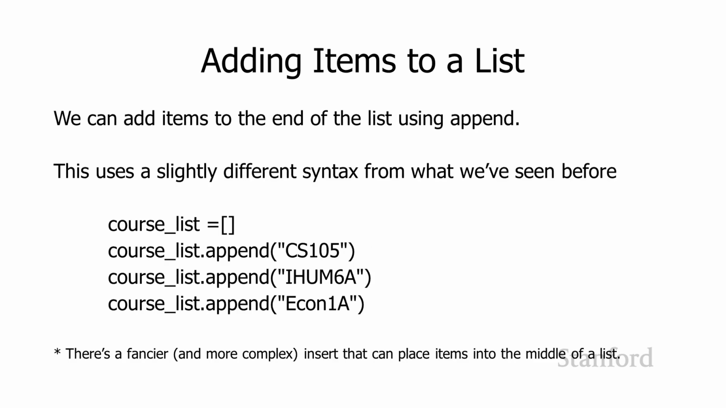We can add items onto the end of an existing list by using append. This uses a slightly different syntax than we've seen before. So here I've got the course list with the original empty list that we saw a couple minutes ago. And then I use course list dot append. So I take the name of a variable which is storing the list, and I follow it by the period, followed by append. And so the implication here is that I'm going to append to the list, and the list that I'm going to append to is the list which precedes that period. So in this case, I'm adding to the course list.